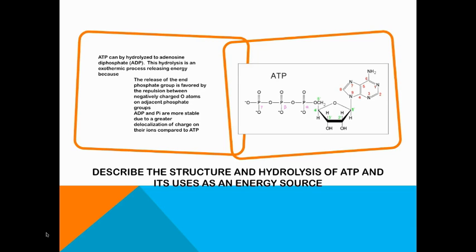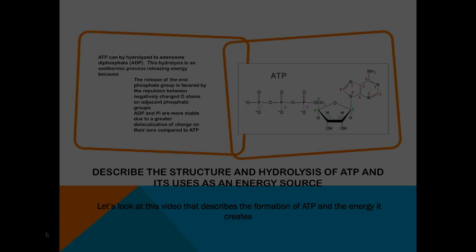The hydrolysis of ATP is a way of creating energy for the cells in your body. ATP exists in your body. It is hydrolyzed to ADP, and in the mitochondria of your cells, ATP is remade. Let's look at a video that describes the formation of ATP and the energy it creates.